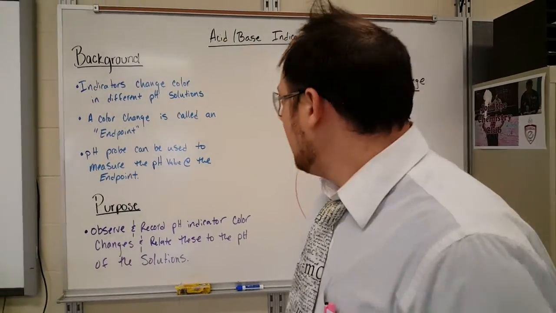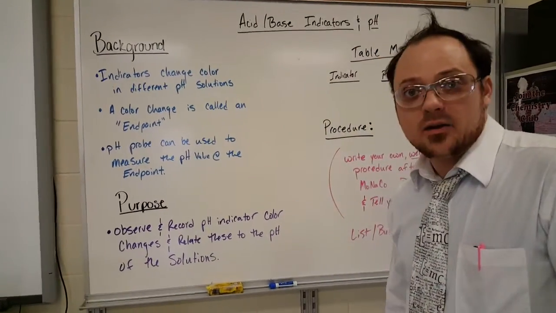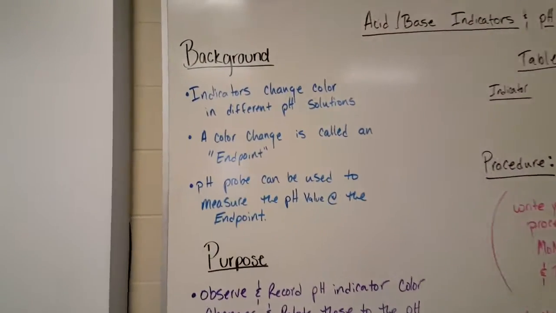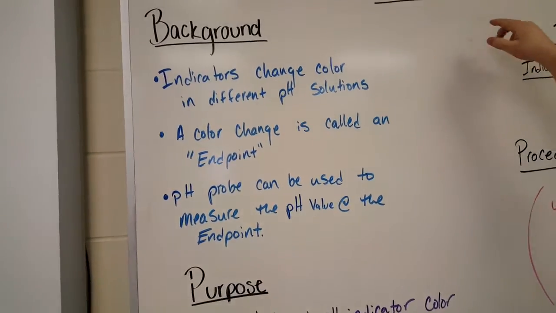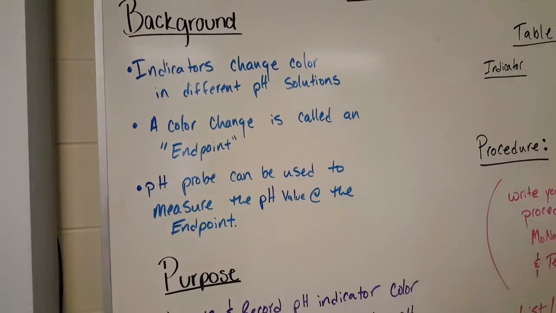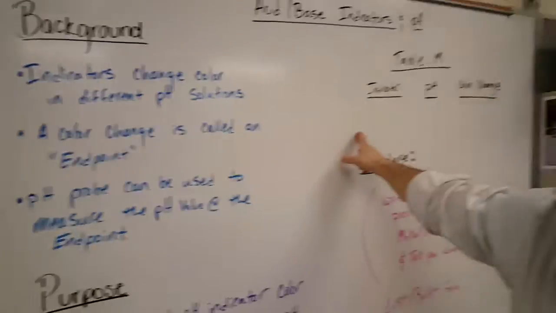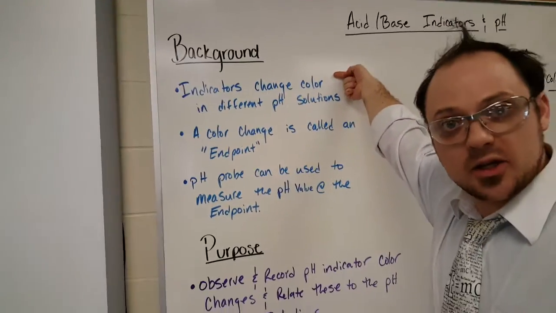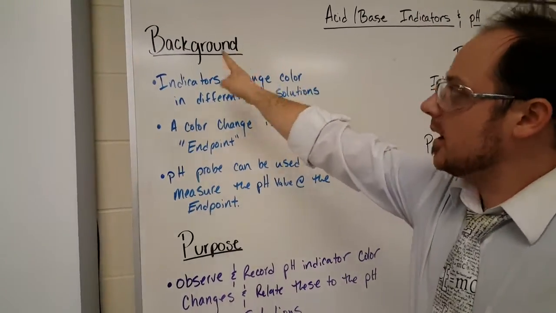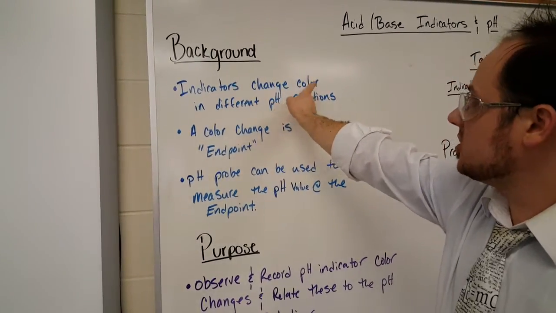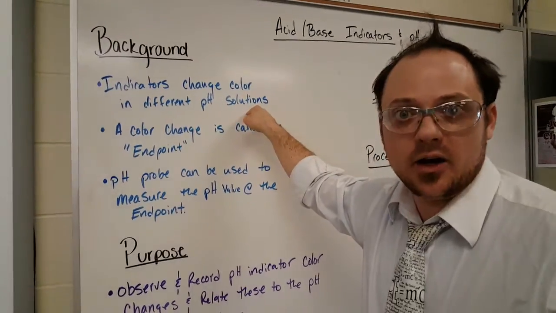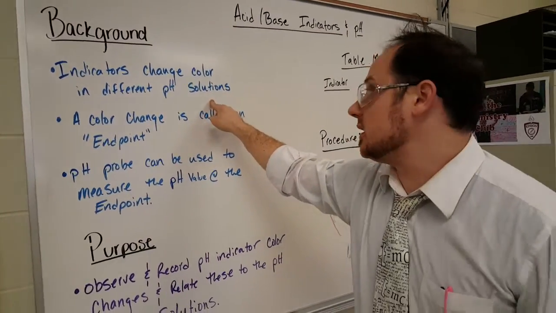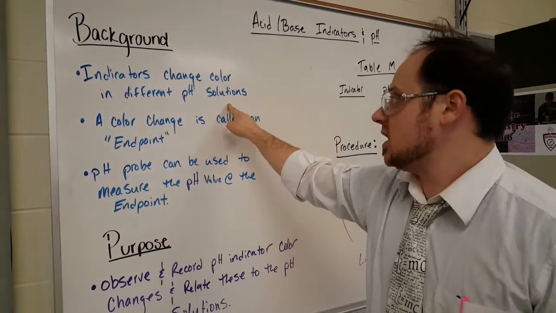I'm behind the camera. We are going to give you a quick background, purpose, and procedure on our acid base indicators and pH lab. On your front paper, you've got yourself a nice table M. And the background information I'd like you to record says that indicators change color in different pH solutions. You've seen this a ton in living environment and other scenarios where you've used these indicators. So that's kind of a given.